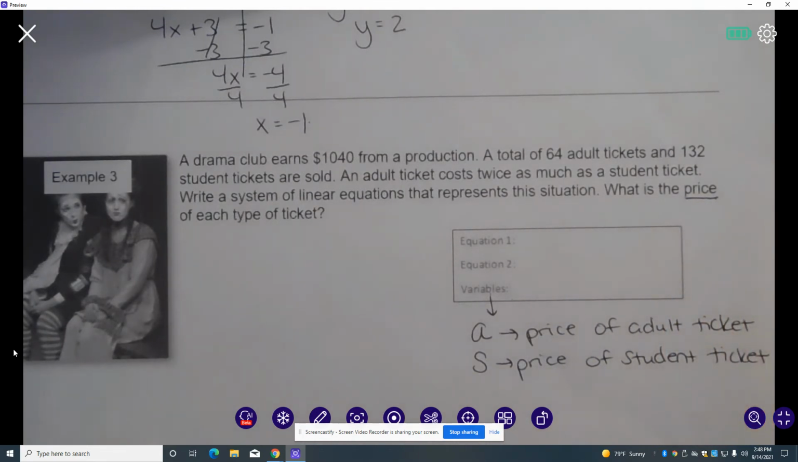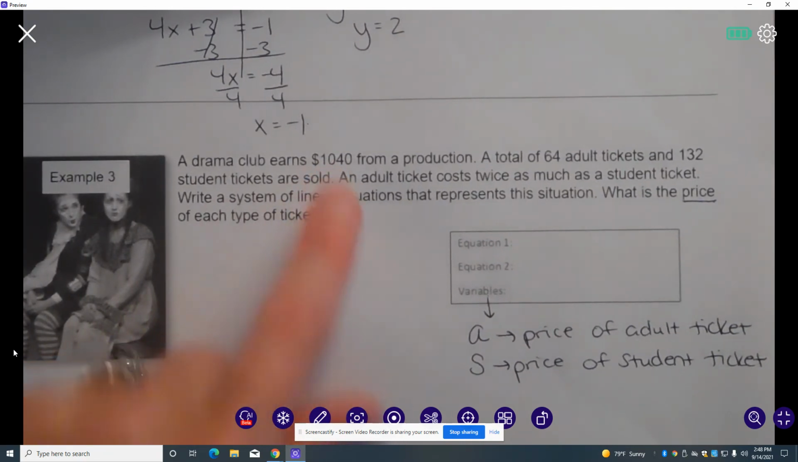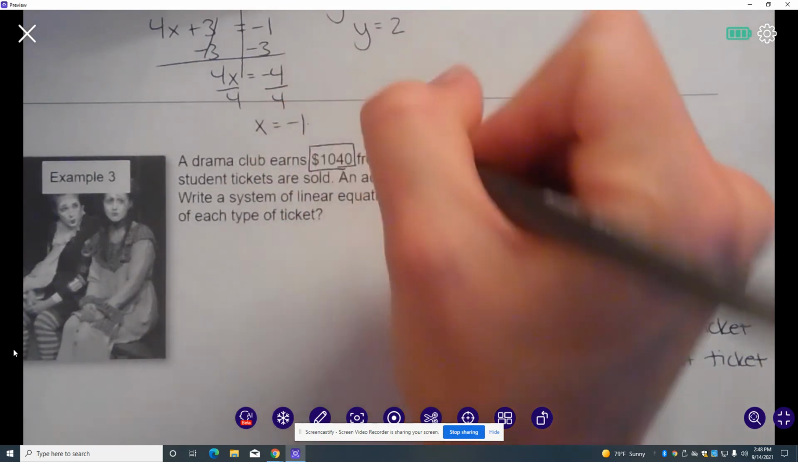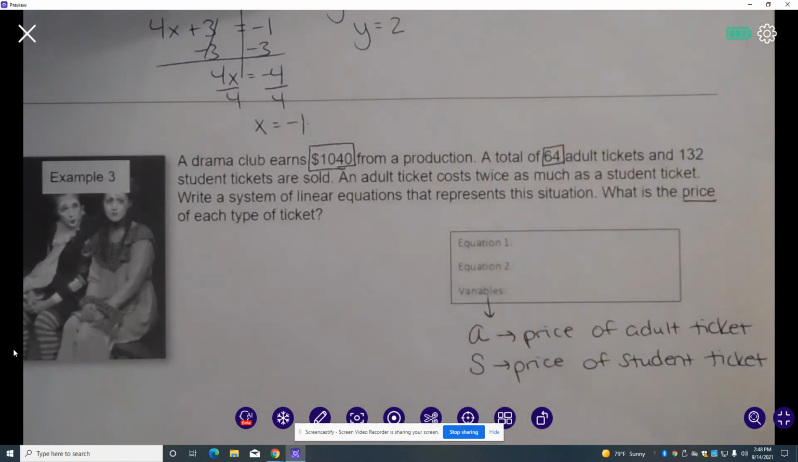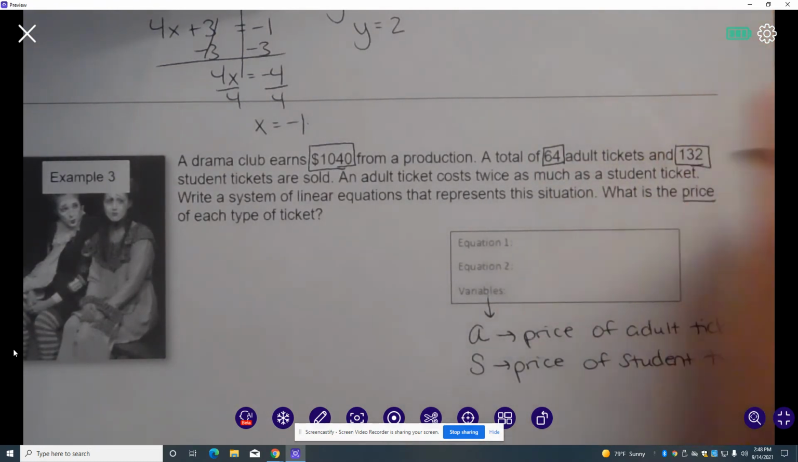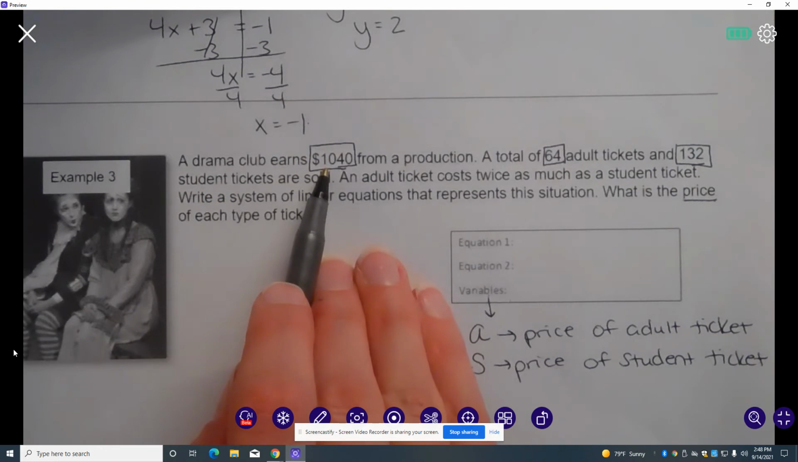So to help you define your variables, ask yourself, what is it they want me to find? And that will be what your variables are. And this will help us figure out how to write our equations. So first they tell us that a total of $1,040 is earned. So I know one of my equations is going to use this total. And so I've got to think, what is going to get added together to get a total of $1,040? Well, they tell me that 64 adult tickets were sold and 132 student tickets were sold. I can use this and my variables to help me get the total cost.